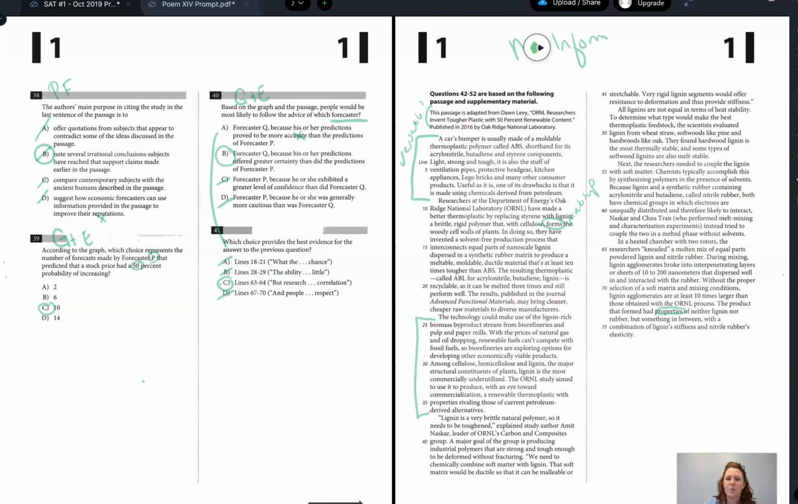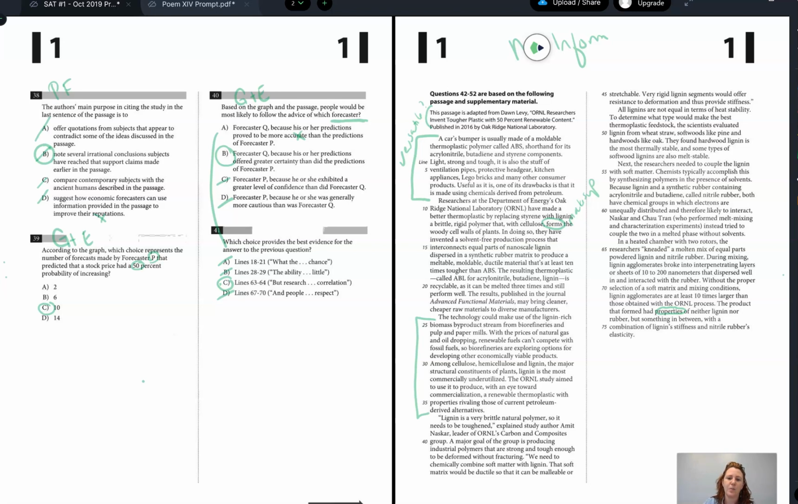The resulting thermoplastic, called ABL, because remember we just replaced the S word, stands for a bunch of words I don't need to know, is recyclable, so that's nice, as the ABL can be melted 3 times and still perform well. The results, published in the journal, may bring cleaner, cheaper raw materials to diverse manufacturers. All right, so now we have a purpose function.